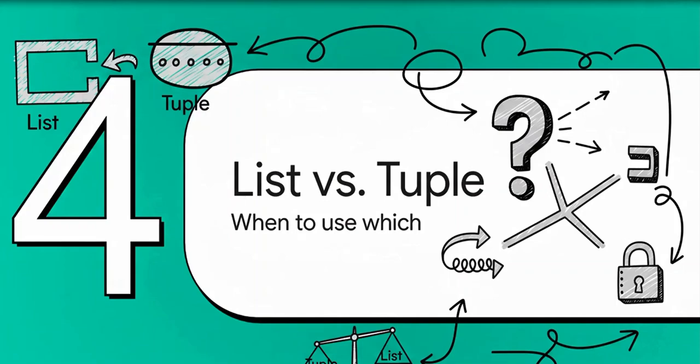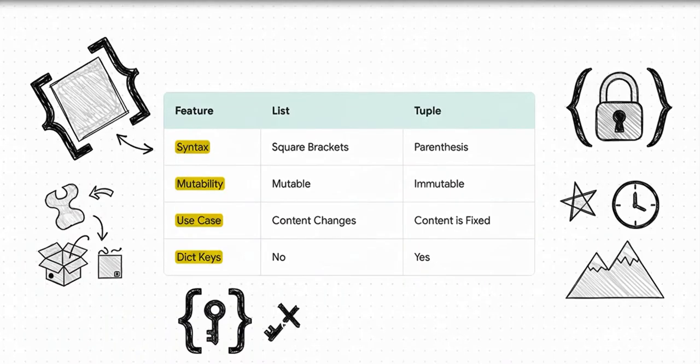Okay, so this brings us to the main event, the big question. We know what they are, we know how they work, but when should you actually choose a tuple over a list? This is where the rubber meets the road. Let's break it down. We've got syntax, square brackets versus parentheses. We've got mutability, changeable versus not. That leads directly to the use case. If your collection of data is going to change over time, use a list. If the data is fixed, like coordinates, color values, or configuration settings, use a tuple.